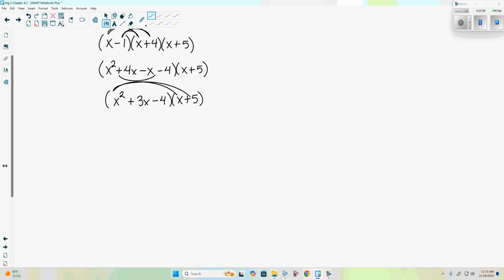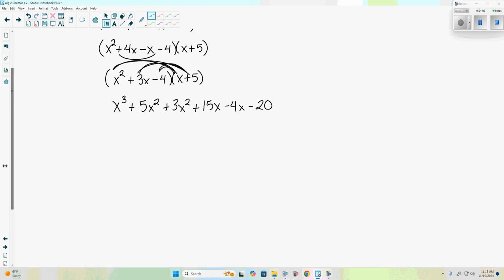So we're going to say x squared times x is x cubed. X squared times 5 is going to be plus 5x squared. Then we'll do the same thing with 3x. 3x times x is going to be plus 3x squared. 3x times 5, 3 times 5 is going to be 15. And we still have our x. And lastly, we're going to distribute the negative 4. Negative 4 times x is negative 4x. Negative 4 times 5 is going to be negative 20.